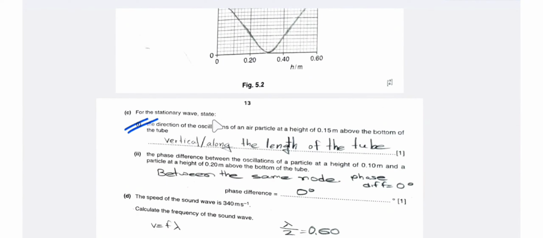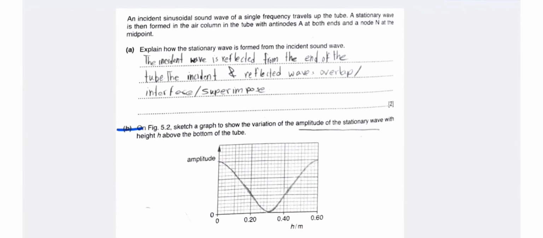See, for the stationary wave state, the duration of oscillation of an air particle at a height of 0.15 meter above the bottom of the tube. So what is the oscillation of the air particle at a height of 0.15 meter? The total length is 0.60, the half is 0.30, and at this point that is 0.15 meter. So at 0.15 meter, what is the vibration of the air particle?